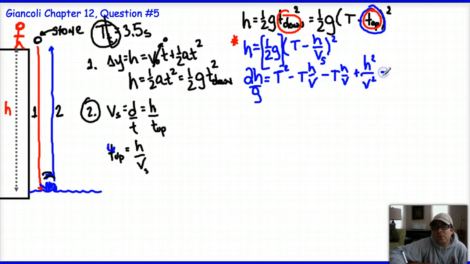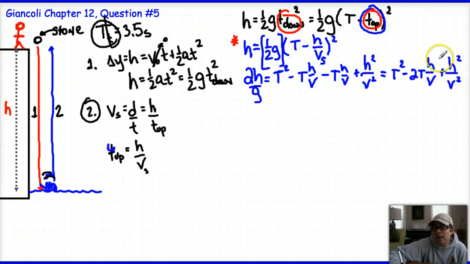Of course, on the right hand side, I'm just going to combine those two middle terms. So I get t squared minus 2t h over v plus h squared over v squared. Now, I'm starting to see something that looks like a quadratic.